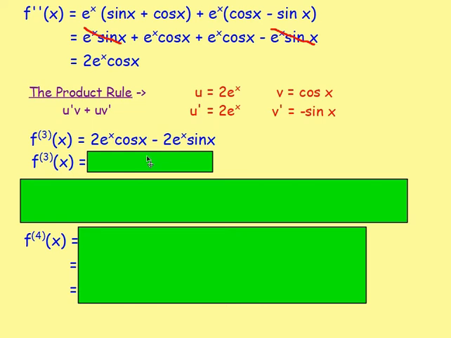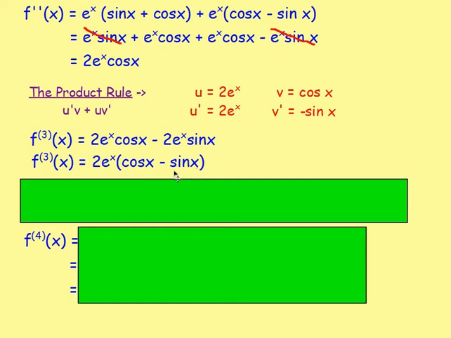From there, once again, what would make that easier before you differentiate? Good, common factor. So take out a common factor of 2e to the power of x. 2e to the power of x is your common factor. It leaves you with a cos x take away sin x. And from there, once again, you need to differentiate.